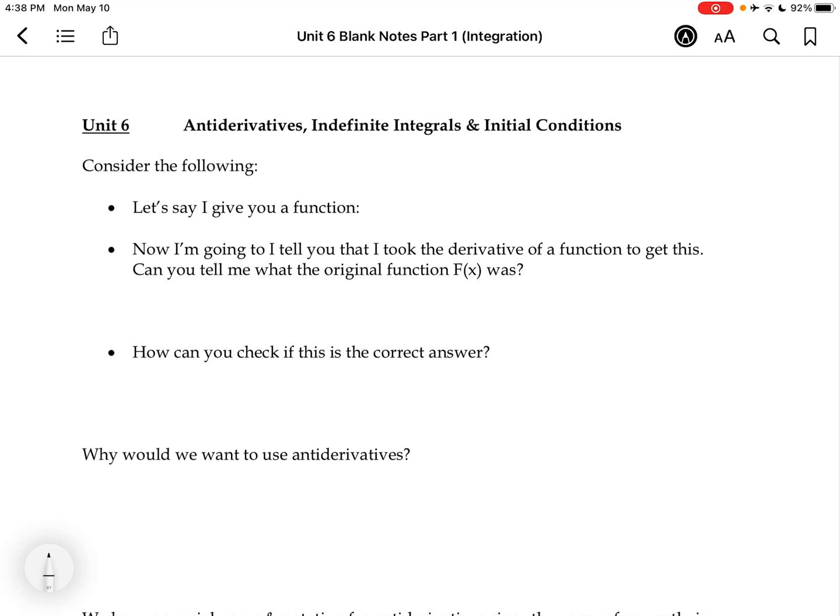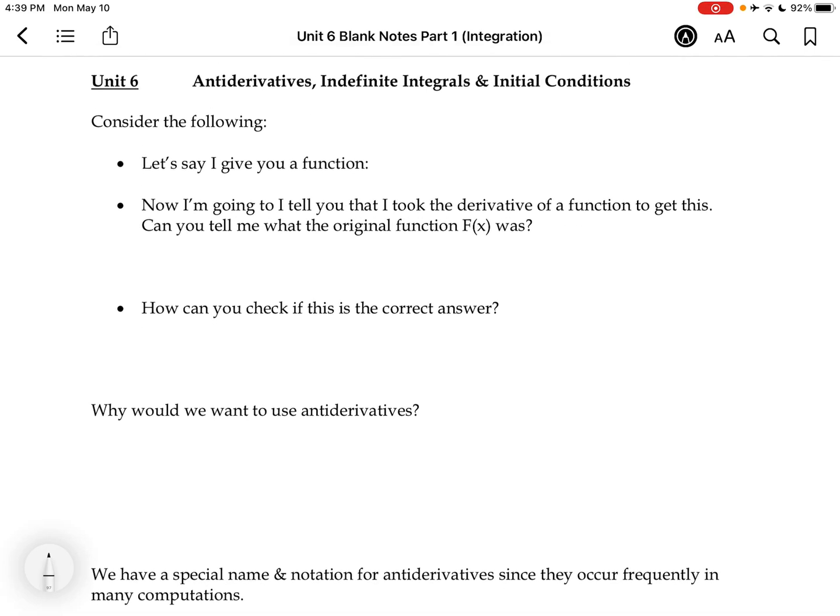In the first part of the unit, we're going to go through a lot of the mechanics of integration. Then in the second part, we're going to go through a bit of the theory behind integration and how it actually theoretically connects to differentiation. Okay, so today we're just going to get into the beginning pieces of integration.